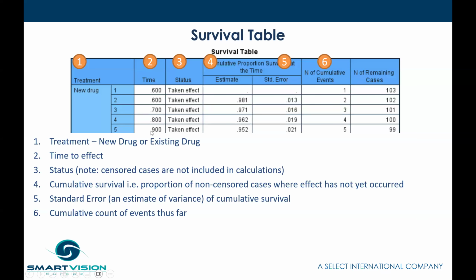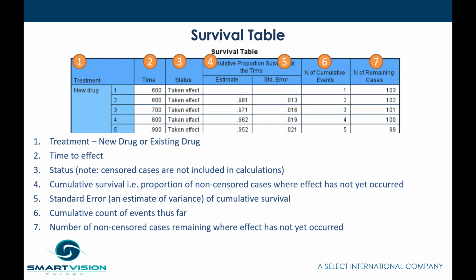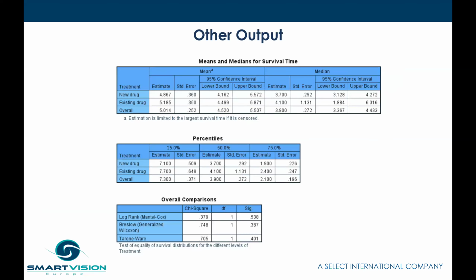When you get to 0.9 hours, we've got 99 remaining cases in that group where the event hasn't occurred. So that's the number of non-censored cases remaining where the effect has not yet occurred. Pretty straightforward to interpret. It's just showing you how many cases are still left. And it does that for both drugs.